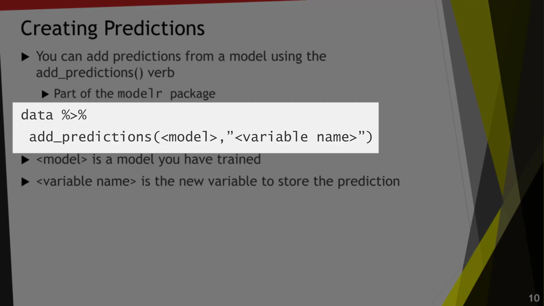The first argument will be a model that you have trained and saved in a variable. It was model.1 in our R example. The second argument will be the name of a new variable. You'll have to put that in quotation marks. That's going to be used to store the prediction.